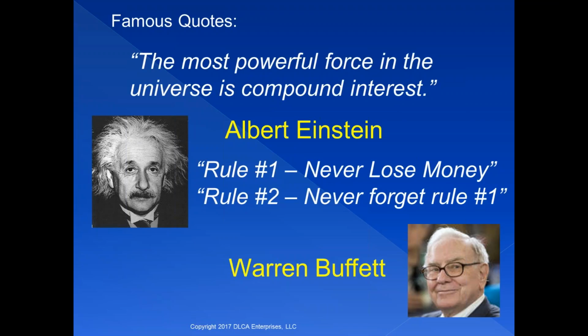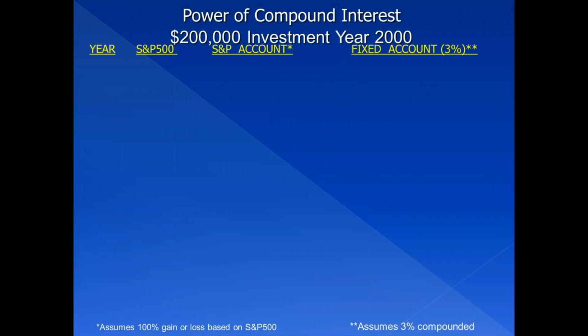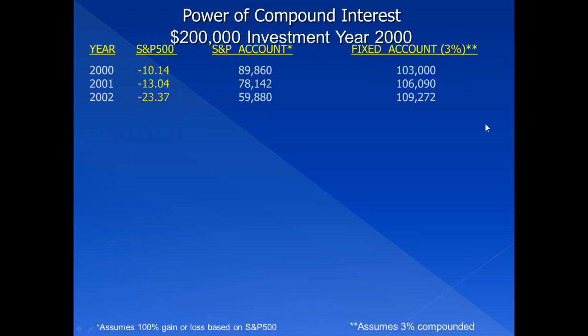But I'm going to go back to Albert Einstein. I want to talk about the power of compound interest. To do that, we're going to make an assumption: the year is 2000. Your client has $200,000 to invest, and they decided they wanted some diversity, so they were going to invest $100,000 over here, and we're going to call this the S&P account, and the other $100,000 in a fixed account, earning only 3%. Let's see what happened.